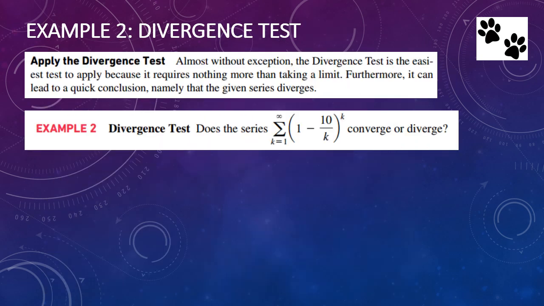Next, we're going to look at example 2, the divergence test. Almost without exception, the divergence test is the easiest test to apply because it requires nothing more than taking a limit. Furthermore, it can lead to a quick conclusion, namely that the given series diverges. And so what this is insinuating is that this is a good place to start when you're trying to figure out which test to use and if a series converges or diverges, because this is one of the easiest to apply. So it might be a good starting place.